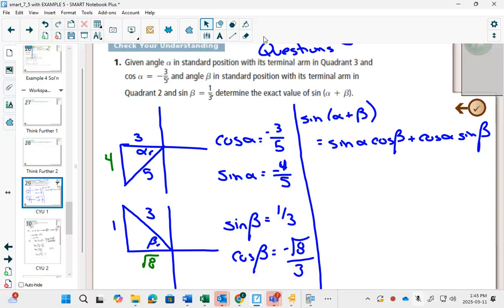So the double triangle questions, you draw two triangles so you can get all of the values you want. Then when we want to find the exact value of sine alpha plus beta, we have a formula for adding two angles. We write that out. And the next thing you need to do is just plug in your information. However, there's a very common mistake that happens next.